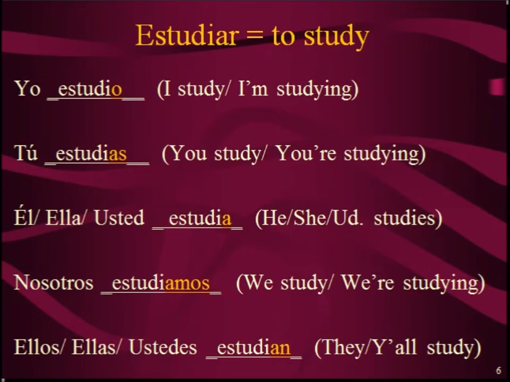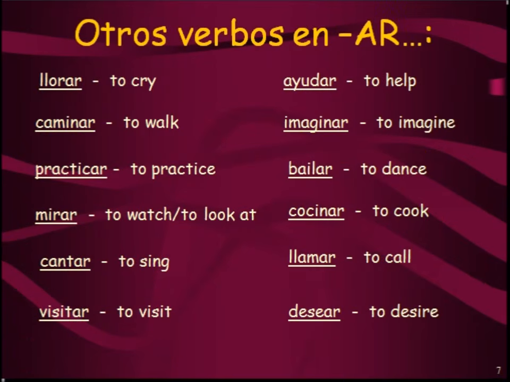Now there are many different verbs in Spanish. A few examples of some AR verbs are listed here. You can conjugate any of these. For example, if I wanted to say I practice sports, I could say yo practico deportes. Or if I want to say we dance, we could say bailamos. If I wanted to say you sing, we could say cantas. If I wanted to say they cook, we could say ellos cocinan. So you can see it's easy to conjugate AR verbs. You just have to remember those endings: o, as, a, amos, and an.